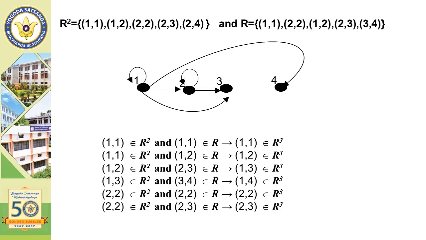Hence the graph is in R cube. How is it? (1,1) belongs to R square and (1,1) belongs to R. Hence (1,1) is again in R cube. Similarly, other entries can be found out. Hence this is in R cube.